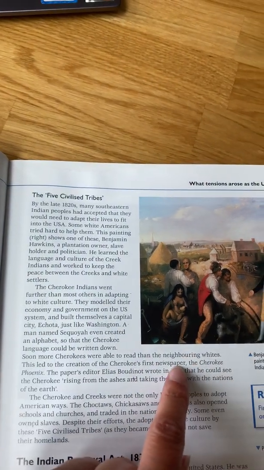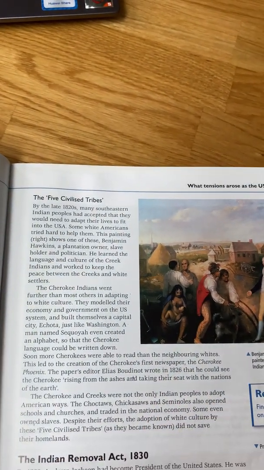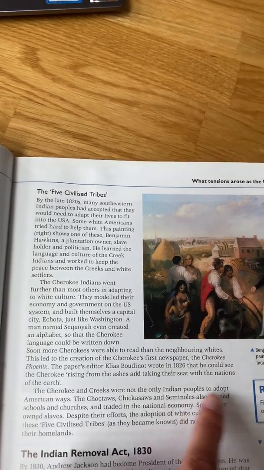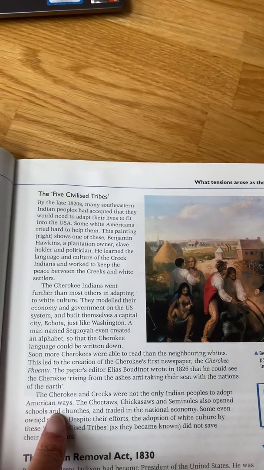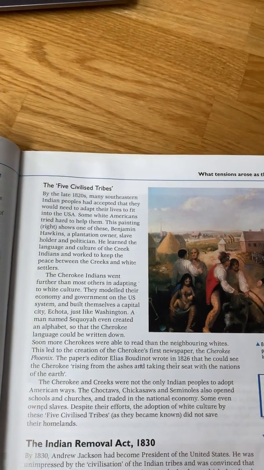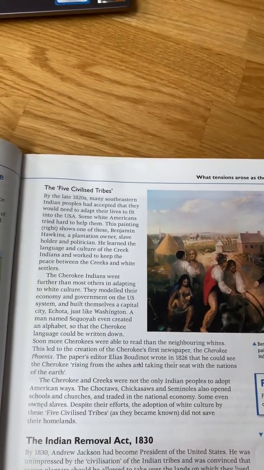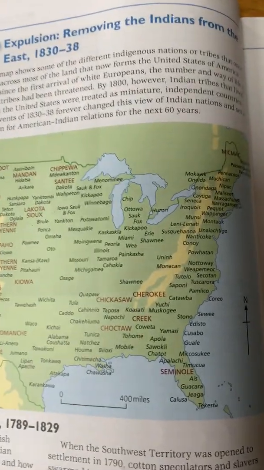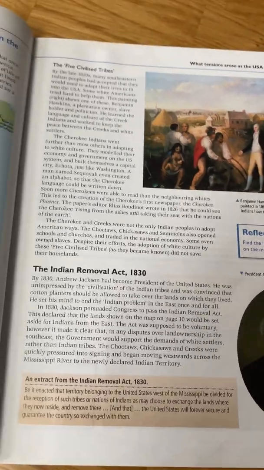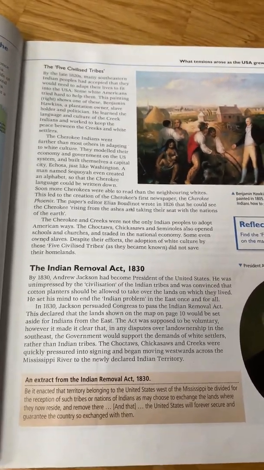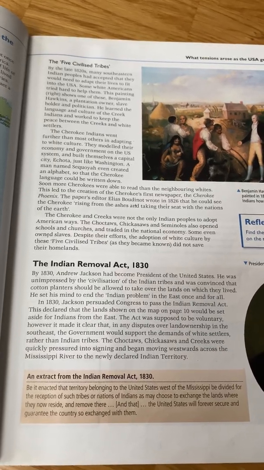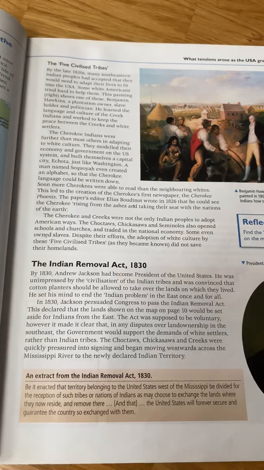They had newspapers. Look, adopt American ways. So they'd integrated themselves into American society. But the thing is, they weren't white. The whites wanted that land for slavery. So what do they do? They use the Congress, they use the president, they pass an act, pass a law, and they get the Indians out.